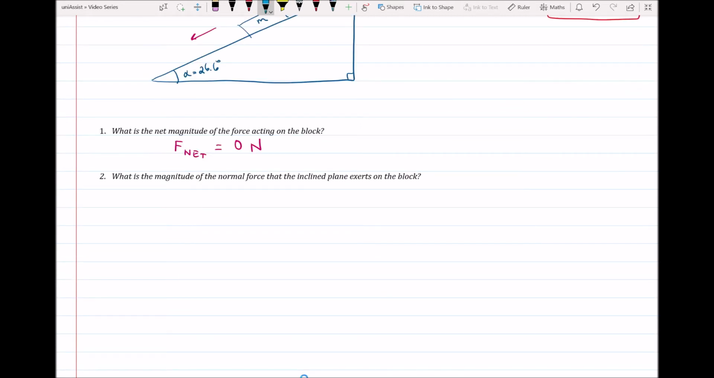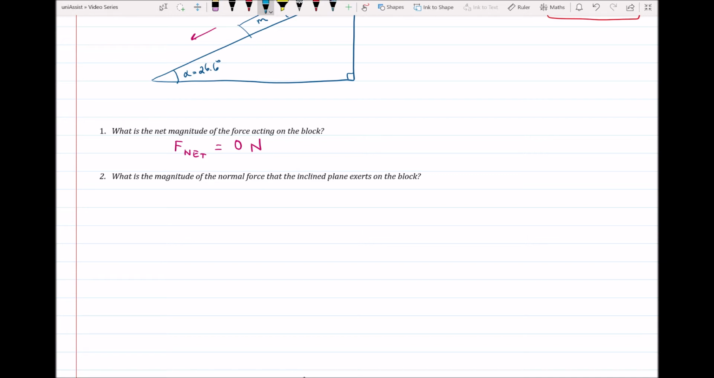Our second question is, what is the magnitude of the normal force that the inclined plane exerts on the block? What I like to do at this stage is to define my forces, and I do that using a free body diagram. A free body diagram is pretty much a simplified version of the block or the mass and every single force that acts on the mass. Every physics lecturer will tell you that that's the next step to do when you're trying to resolve any force questions.